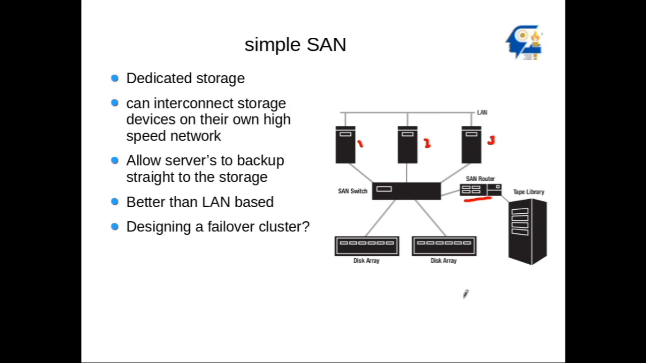Now what is the advantage here? We have a dedicated storage, and can interconnect storage devices on their own high-speed network. Since it is a fiber channel, the network transfer will be faster, and it allows the server to back up straight to the storage. So it can straight away write into the tape library also. That is possible if proper routing is enabled, and this is better than LAN based. And suppose you are designing a failover cluster, definitely you need to think of designing a fiber channel network, which will definitely improve the speed of your file.